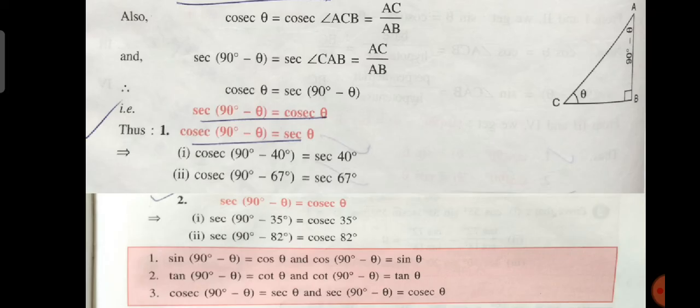What is it for sec? For sec, it is cosec 90 minus theta, and for cosec, it is sec 90 minus theta. So these are the relationships between the trigonometrical ratios, that is, the complementary angles for trigonometrical ratios. So I hope all of you understand. So this is the complementary.